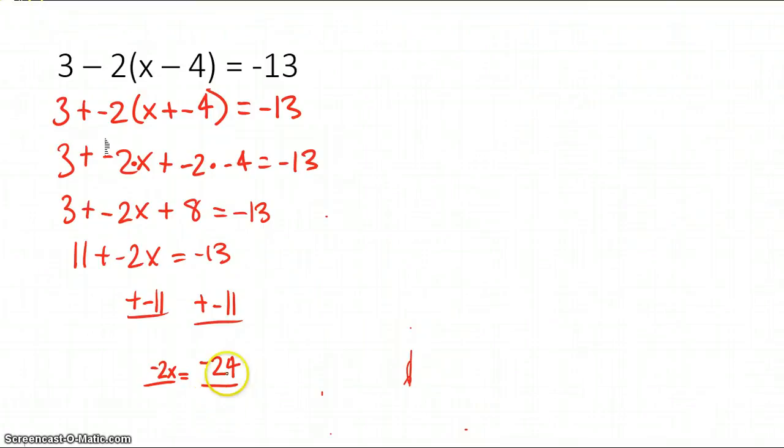So negative 24 divided by negative 2, and then you're also going to do negative 2 on this side. You need to do the same division on each side. So negative 24 divided by negative 2 would equal positive 12.